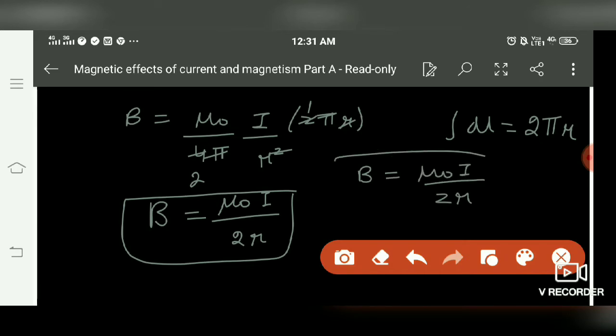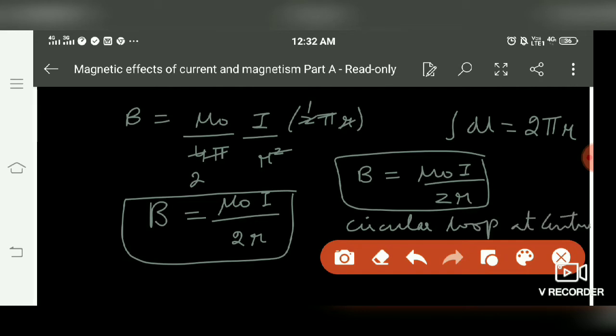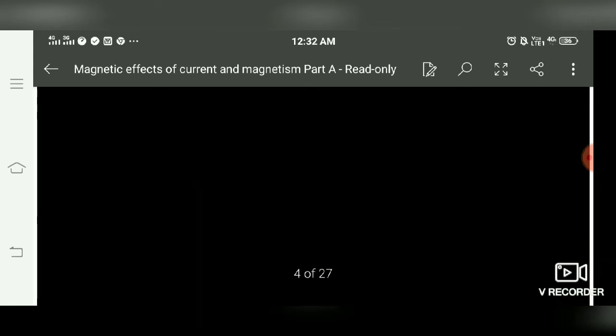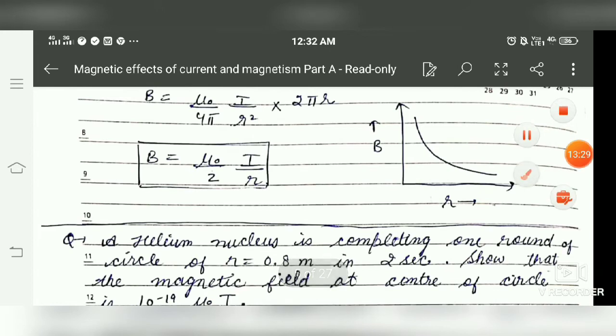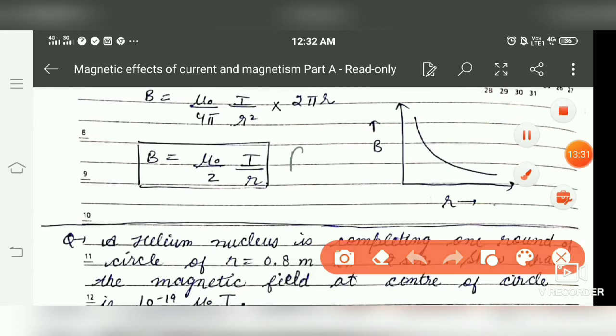This is the magnetic field due to a circular loop at the center. This is the value of the magnetic field due to a current carrying circular loop at the center point. From here we can see that B is inversely proportional to r. If B is inversely proportional to r, then for B versus r we get a decaying graph like this.